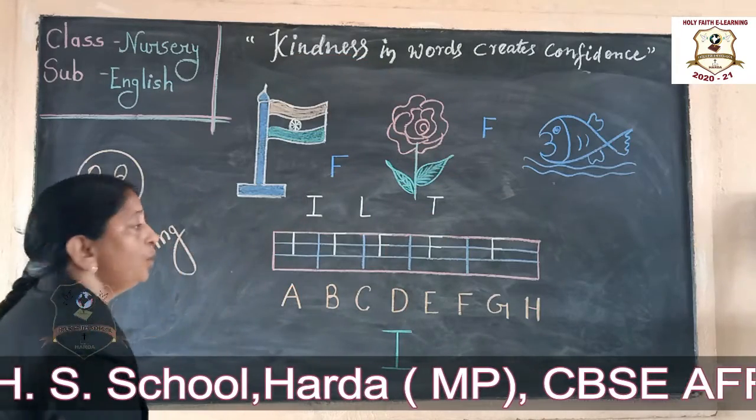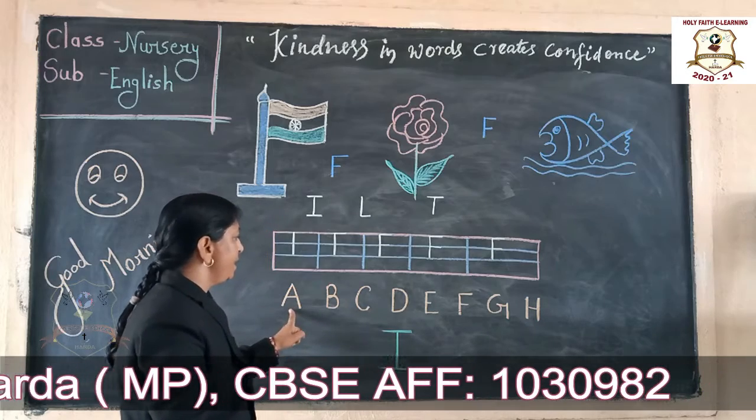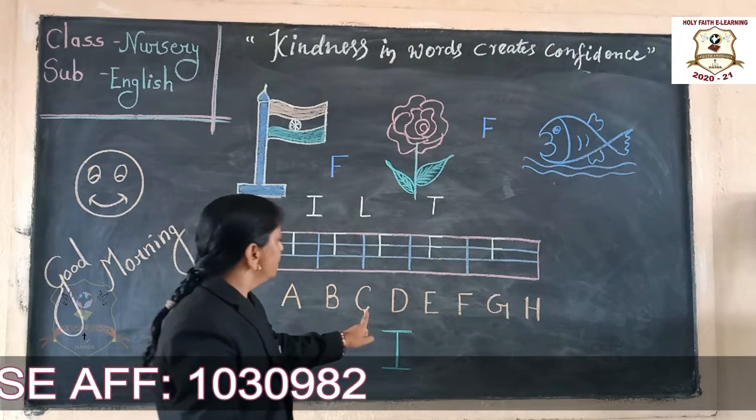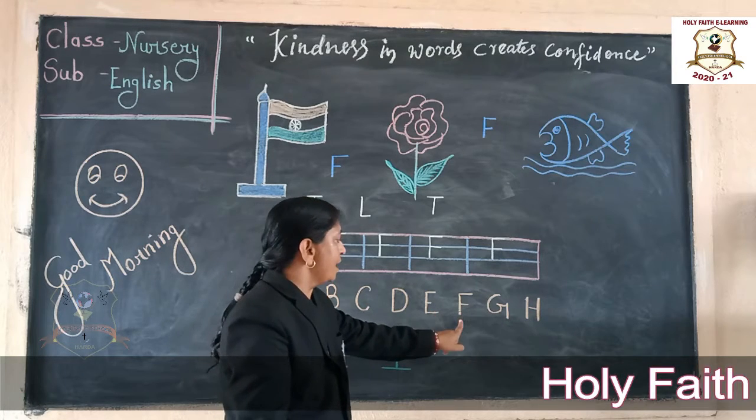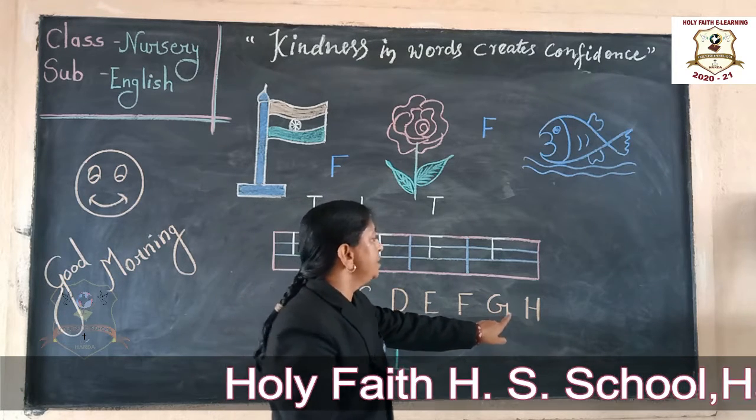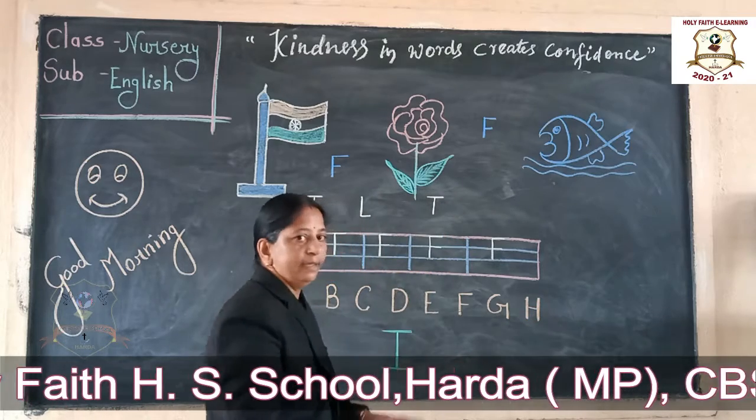Okay, look at the blackboard and look it again. A, B, C, D, E, F, G, H, I. Okay, students.